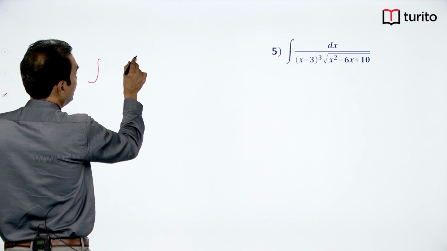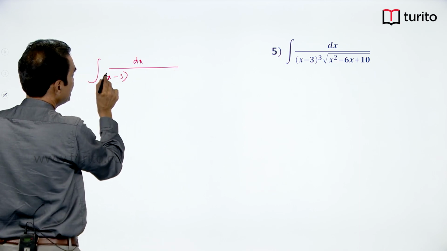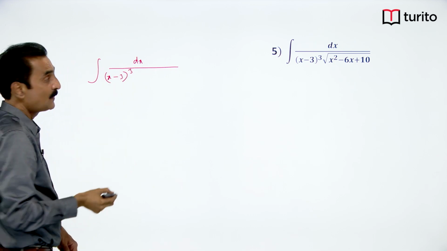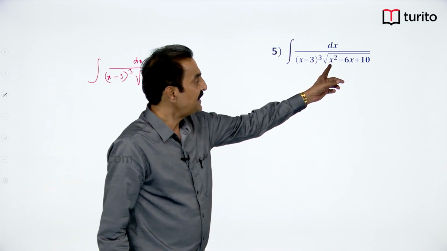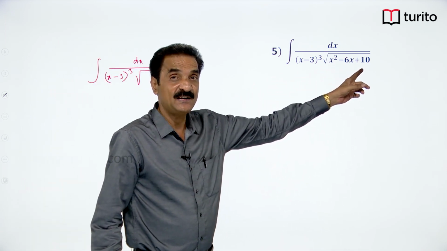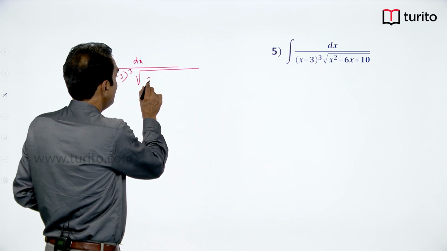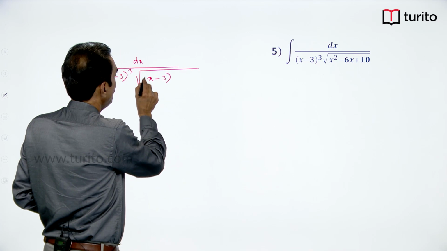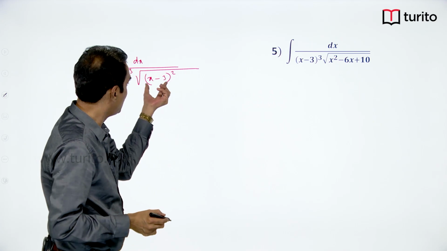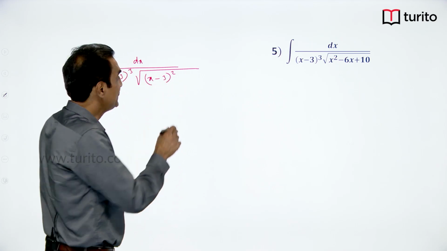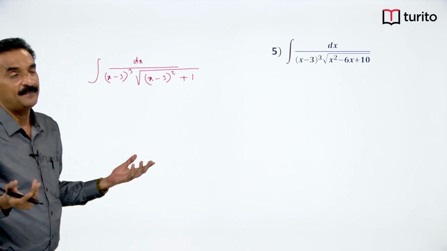Integral dx by (x minus 3) whole cube into square root of... we can write x square minus 6x plus 9 as (x minus 3) whole square. So it is (x minus 3) whole square, what is remaining there? 10 is there, we have added 9 here, so remaining is plus 1. Now you will easily get the idea.